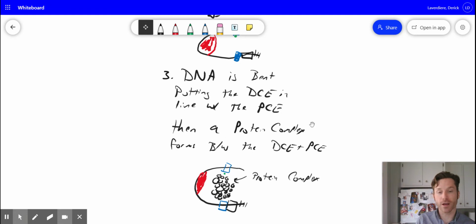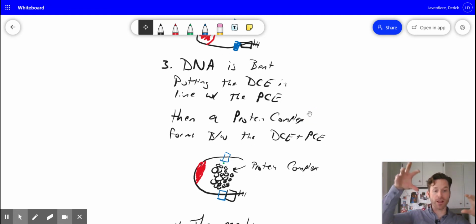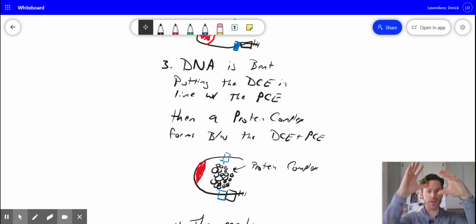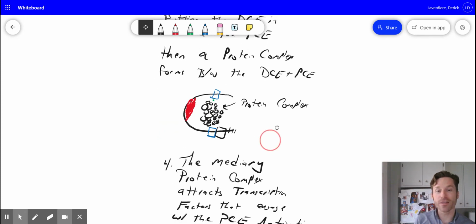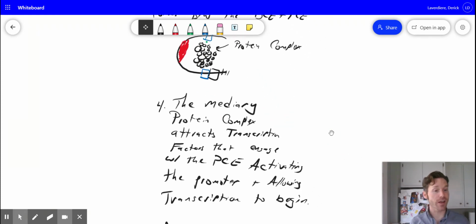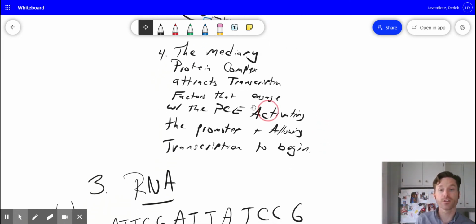Once they are nice and lined up, you get this giant complex of proteins that builds basically a bridge between the two control elements. They are a mediator protein complex and it's built from a bunch of smaller proteins. And that protein complex has a very high affinity for other transcription factors. And so the transcription factors will come floating in, and this protein complex will grab them, and it will introduce those transcription factors to the proximal control element.